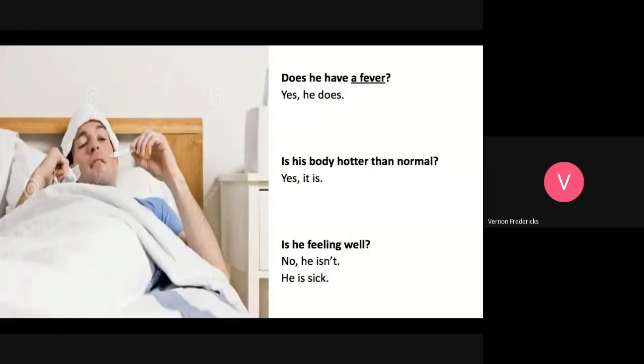Usually when people have a fever, they put a hot cloth or a cold cloth on their forehead to bring the fever down. Is his body hotter than normal? Yes, it is. Is he feeling well? No, he isn't. How does he feel? He is sick. So students, what does a fever mean? A fever means your body temperature is higher than it should be, or lower than it should be. Sometimes people get a hot fever. Sometimes people also have a cold fever. In this case, we are looking at a hot fever.